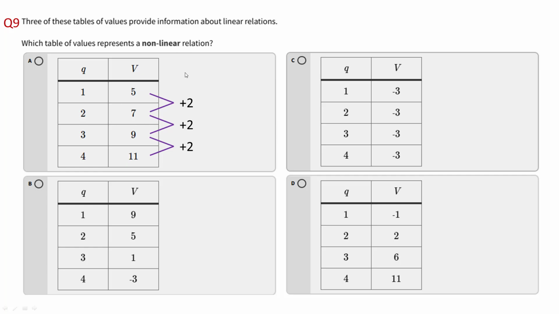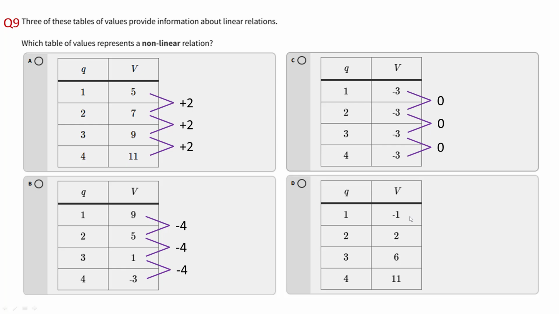We're looking for the nonlinear one, where these are called the first differences, where they're not all the same. For B here, from 9 to 5, it's going down by 4. From 5 to 1, it's going down by 4. And 1 to -3 is also. So that's linear as well. They're all the same. Now, these ones are all 0. It doesn't change because this is called a constant relation, so it's also linear. So D has to be the correct answer here.